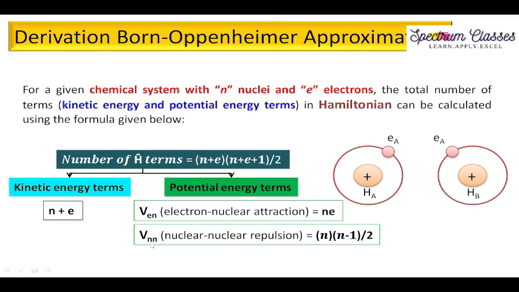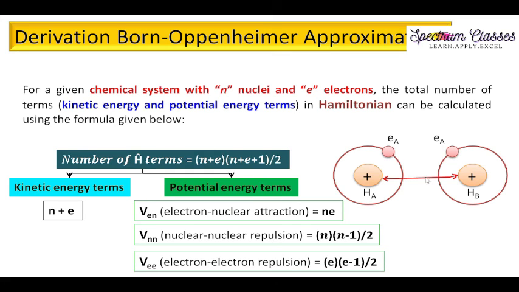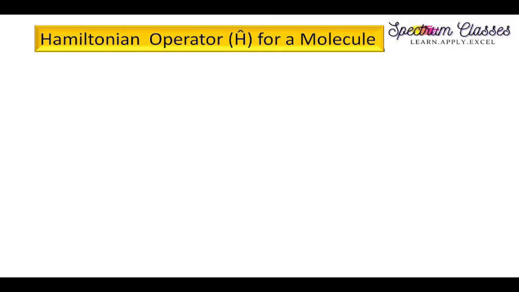Here this subscript NN stands for nuclear repulsion, and this many terms are incorporated for it. So here you can see this nuclear repulsion term. The next term is the electron repulsion term, and this many terms are incorporated corresponding to this type of interaction. So here is the electron repulsion. I will explain all such terms in the next slide.